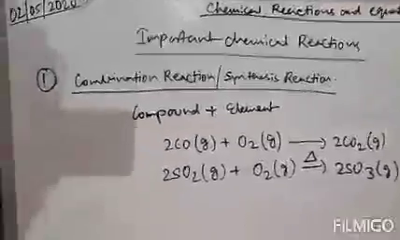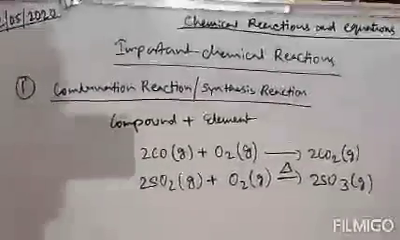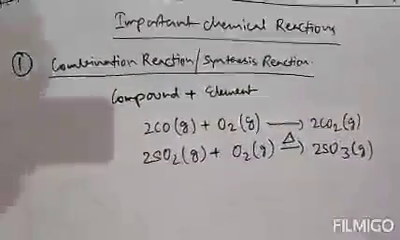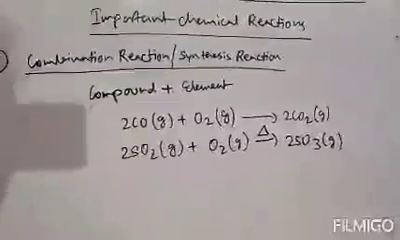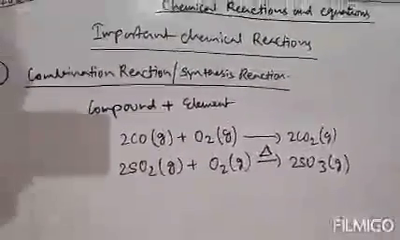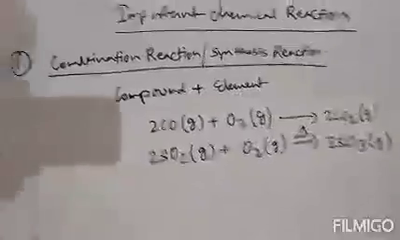Number one is element plus element, that is two elements combined together. Number two was compound plus compound, that is two compounds combine together. And the number three category is compound plus element, that is a compound combines with an element. Clear? So this is combination reaction.